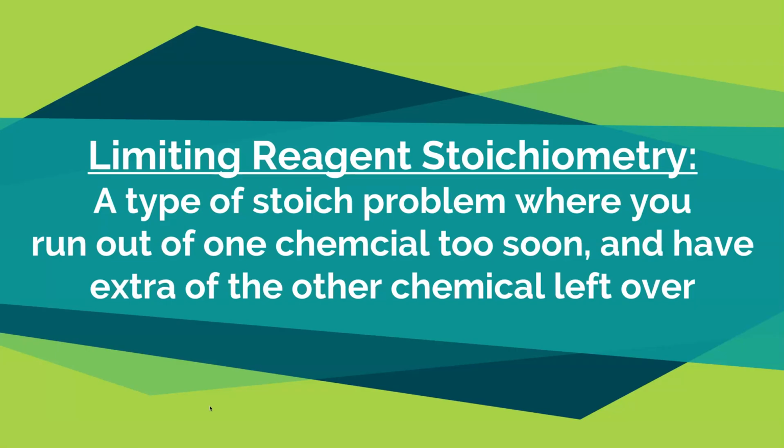So, limiting reagent stoichiometry, a type of Stoich problem where you run out of one chemical too soon and have extra of the other chemical left over. Limiting reagent, just like a limiting resource, something's going to run out first. And our goal is to determine which of those reactants runs out first, which is going to control how much product you produce. So once you determine both limiting and excess, in order to solve for how much product is produced, you must compare it to the limiting reagent. And we'll see some examples of that as we go through it.